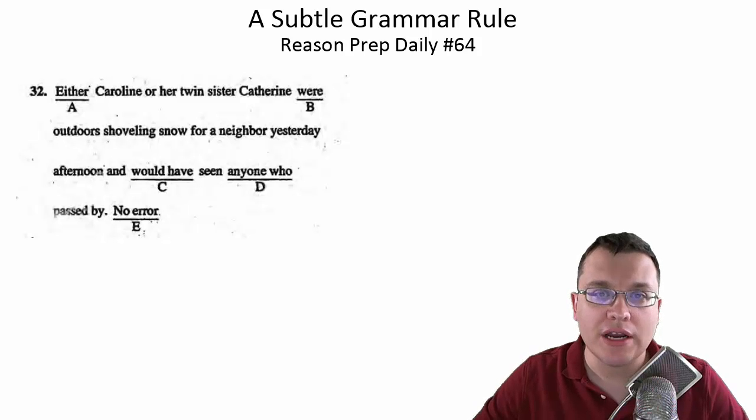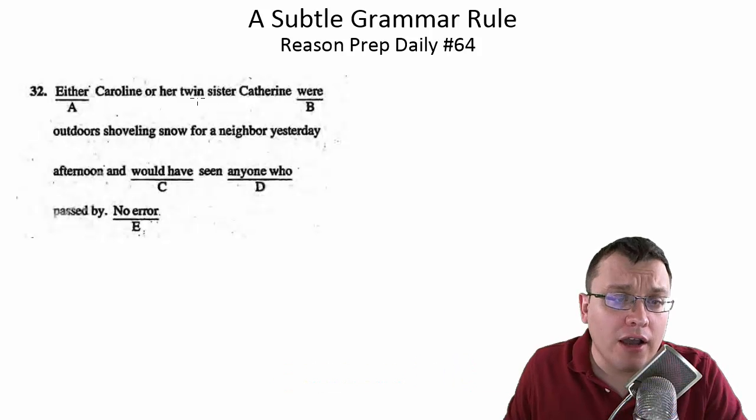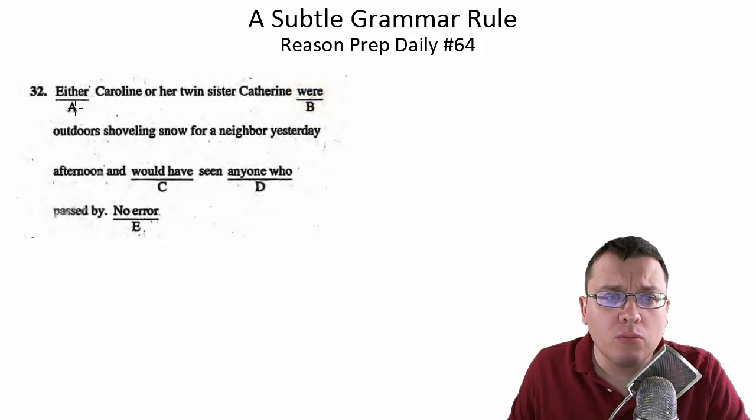Go ahead and try this error ID question. Either Caroline or her twin sister Catherine were outdoors shoveling snow for a neighbor yesterday afternoon and would have seen anyone who passed by. So let's go through each of the choices and see if there's a problem.